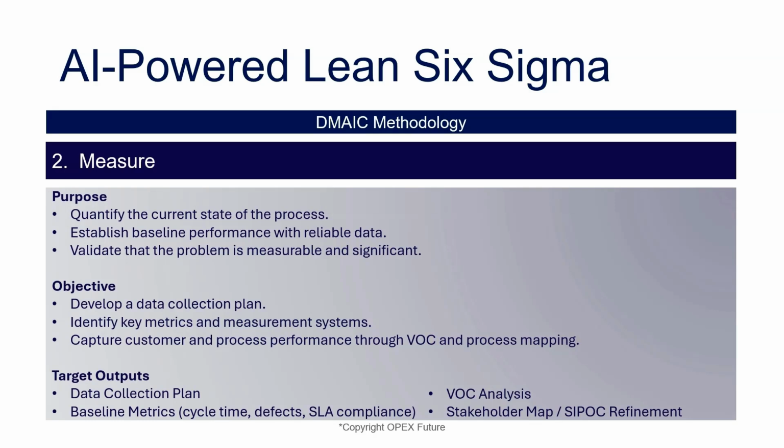The objective: to develop a data collection plan, identify key metrics and measurement systems, and to capture customer and process performance through voice of the customer and process mapping. Target outputs. Well, we're looking to have a data collection plan established. We're looking to have baseline metrics established that include cycle time, defects, SLA compliance. We've seen some of that information, but the business was able to provide that to us. But that's all part of the measure phase information we want to have as one of our target outputs.